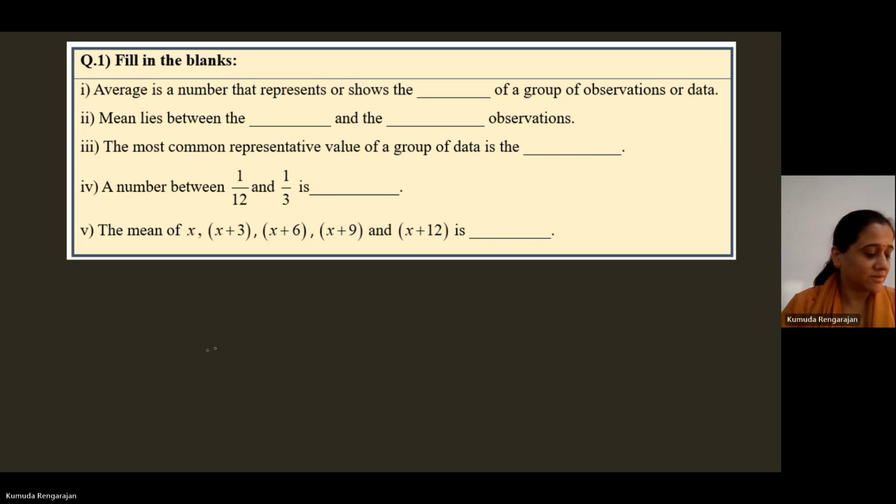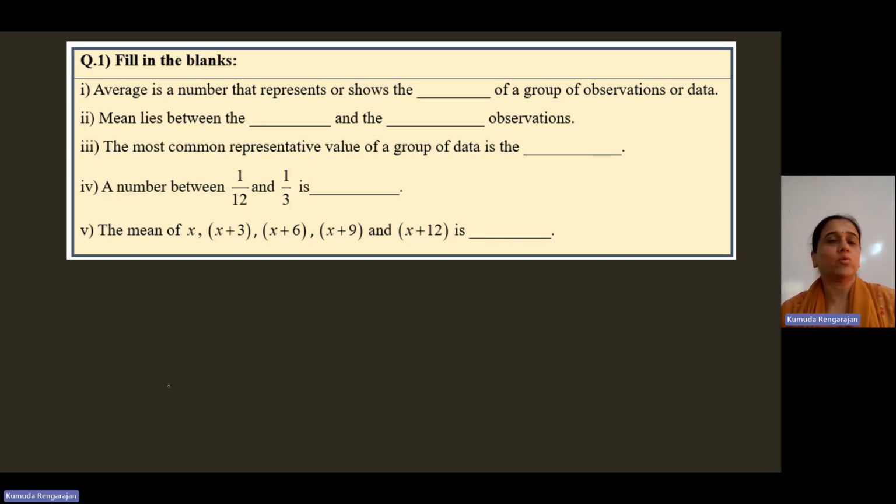Think. The word might be new to you, but you might have heard it at least once somewhere. Central tendency. Average. We have three averages: mean, median, and mode. Mean is a measure of average of the data. Median is also a measure of average of the data. Mode also is a measure of average of the data. So mean, median, and mode, all these three are called averages.